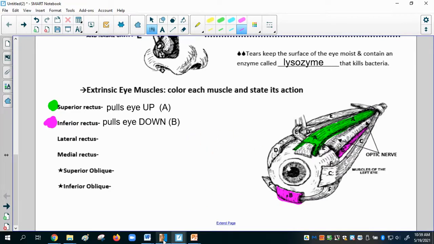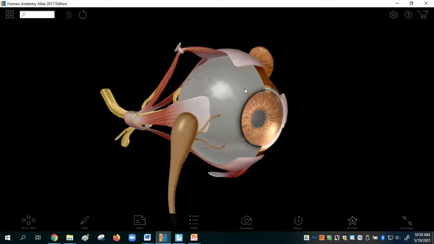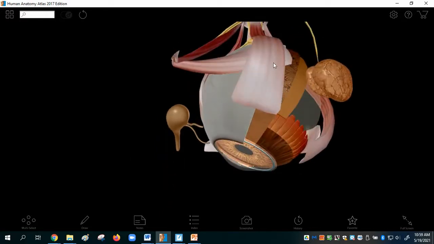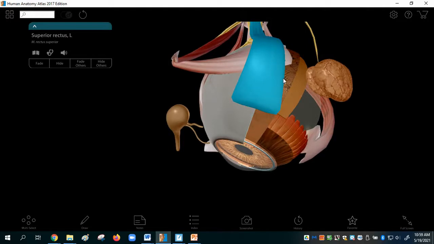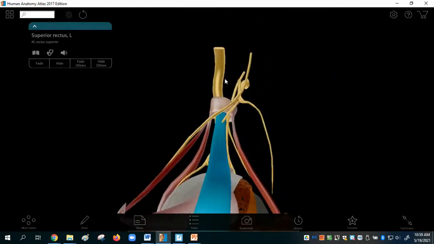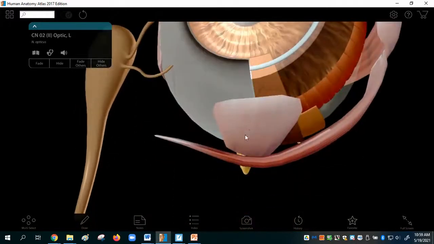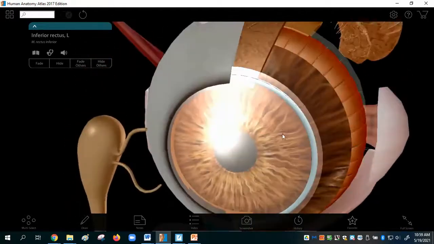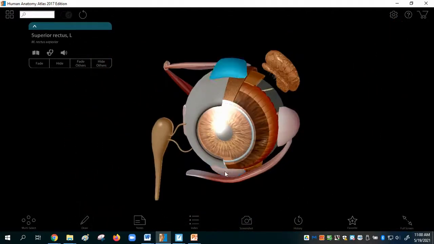And I'll go ahead and show you on the app that I have. Here is the eyeball. This is a left eye, and medial is over here because we see the lacrimal sac and the nasolacrimal duct. This is the nose side. So if I tip to the top, the superior rectus is here, and you can see how it goes straight back towards the optic nerve. And the inferior rectus is underneath and also goes straight back towards the optic nerve. Okay, so we have superior rectus and inferior rectus.